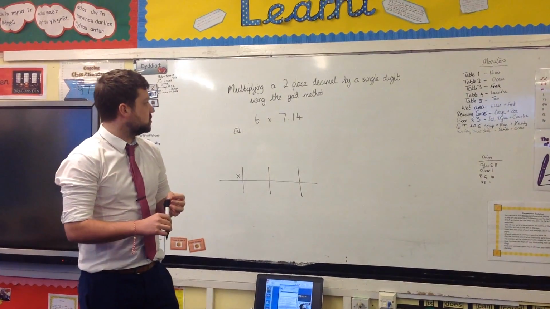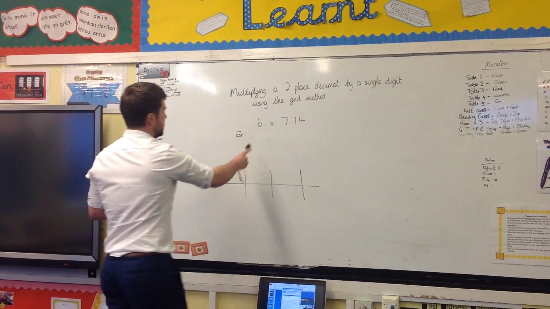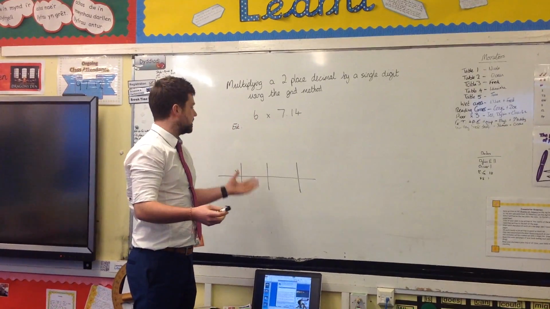Today we're going to be looking at multiplying a two-place decimal number by a single digit using the grid method. Okay, using the example 6 times 7.14. The first thing we need to do before we do any calculation is estimate.